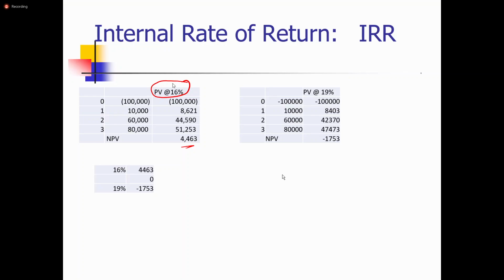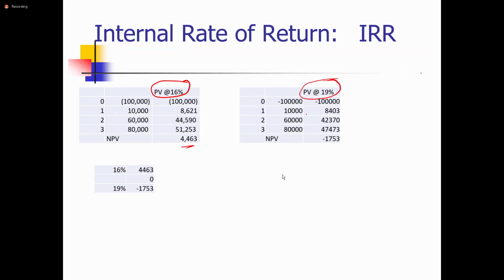So I calculated the NPV at 16%. See, it is positive. Now I want to identify a range where the NPV is 0. IRR means the discount rate where the NPV is 0. So therefore I will try another rate. I want to decrease the NPV, and in order to decrease the NPV, I increase the discount rate.